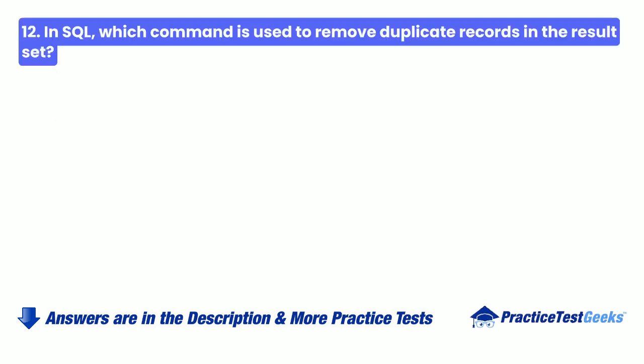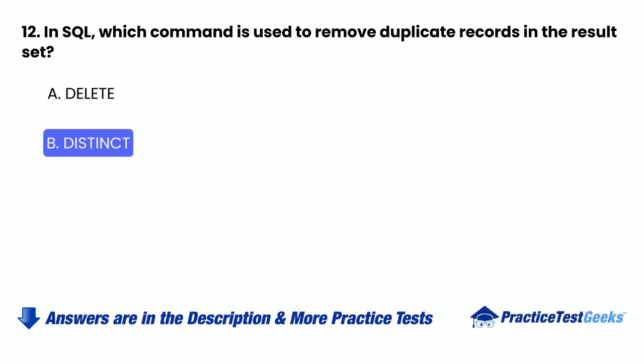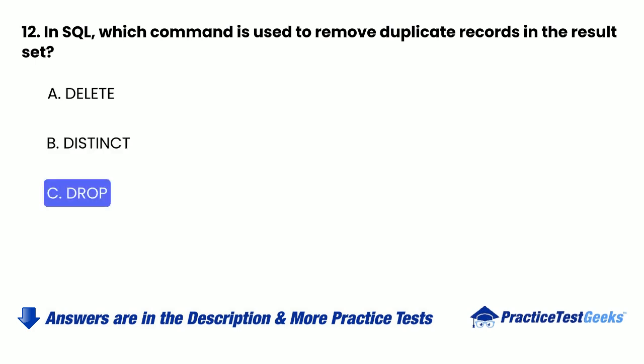12. In SQL, which command is used to remove duplicate records in the result set? A. Delete. B. Distinct. C. Drop. D. Unique.